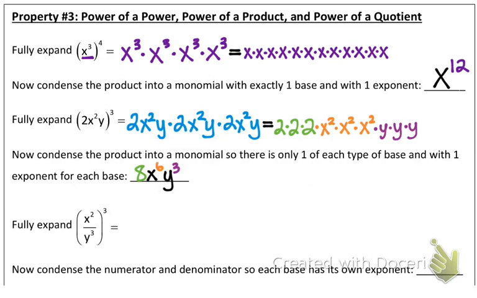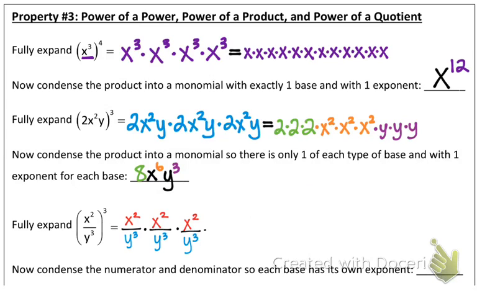Are you guys starting to see a pattern? Let's try the next one. So we have x squared over y cubed as our base being raised to the third power. Let's expand. X squared over y cubed, that's our first copy, times x squared over y cubed, our second, and x squared over y cubed, the third.